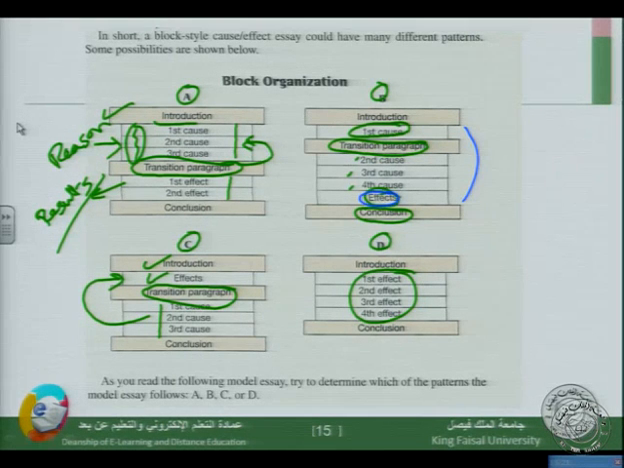Okay? Another type of block organization: you talk about an effect in the introduction, and then in the rest of the essay you talk about the reasons. In D, you only talk about the reasons without mentioning any of the results, or you talk about the results without mentioning any of the reasons. Maybe you mention one major reason, or main reason, in the introduction. So these are four different kinds of block organization. You can follow any of these.